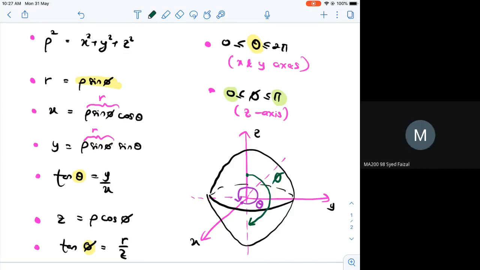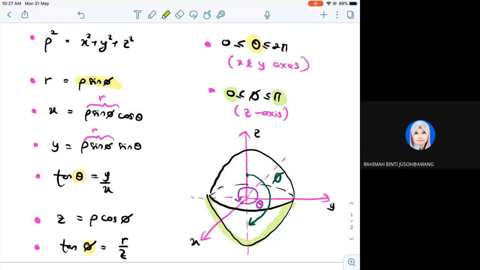Okay, so let's say we have a hemisphere, a positive hemisphere. That means we don't have the negative part of Z. So if we have only a hemisphere, we don't have the negative part of Z, isn't it? Therefore, what happened to the phi? It becomes from 0 until pi over 2 only, because we don't have the negative part of Z for a hemisphere.